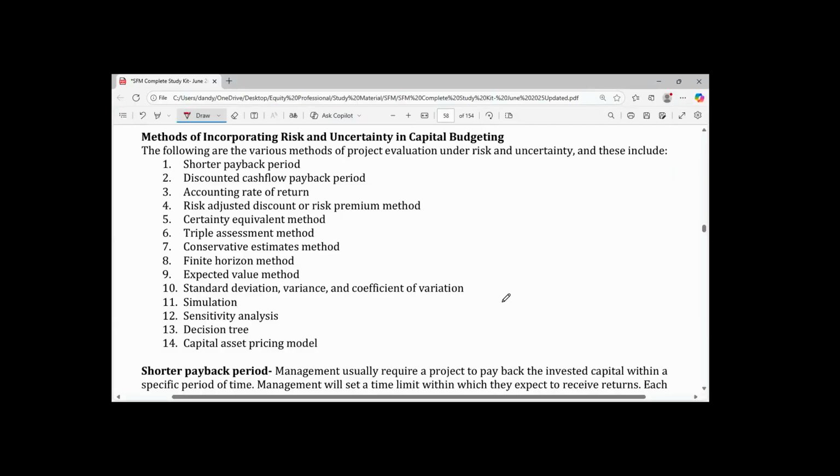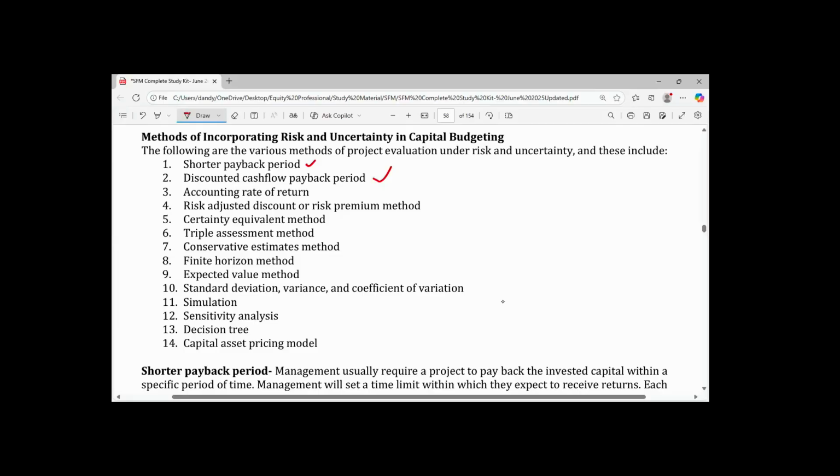All right, I don't think at this level the examiner can ask you to list the methods of mitigating risk and uncertainty. But in any case, it's good for you to know. One is shorter payback period, right? We have discounted cash flow payback period, discounted payback period. You know all of this.